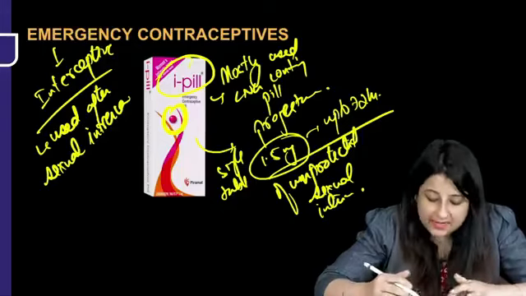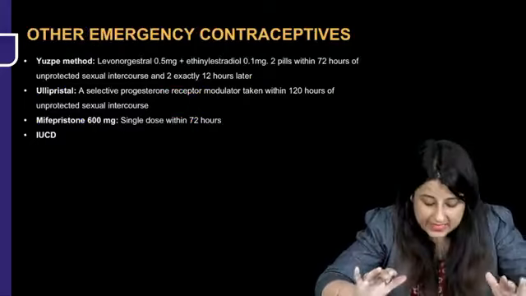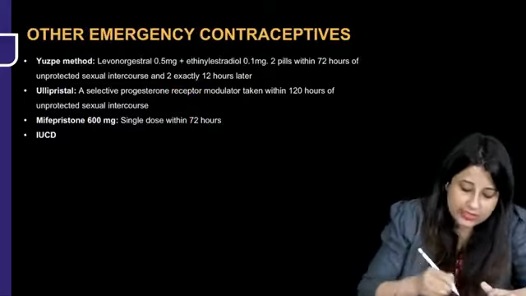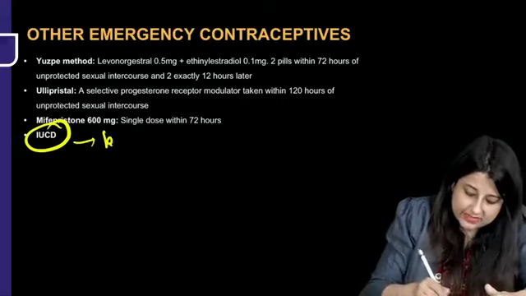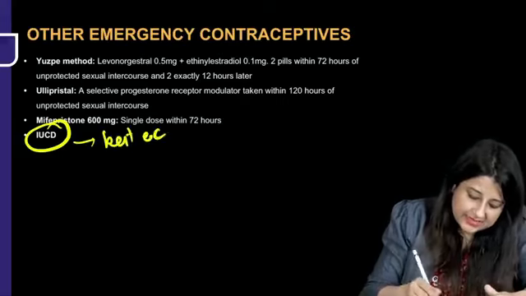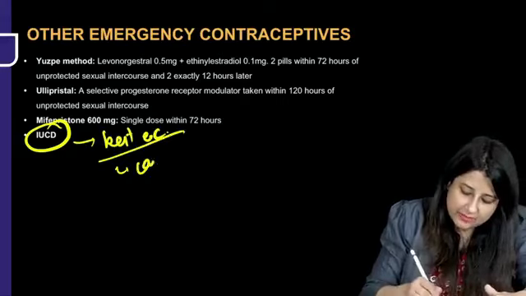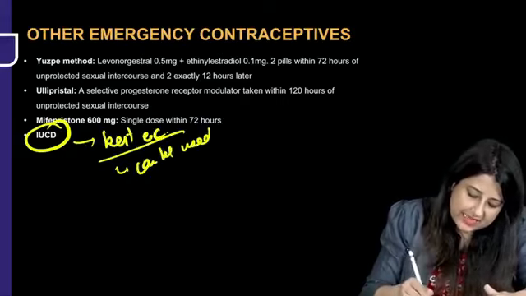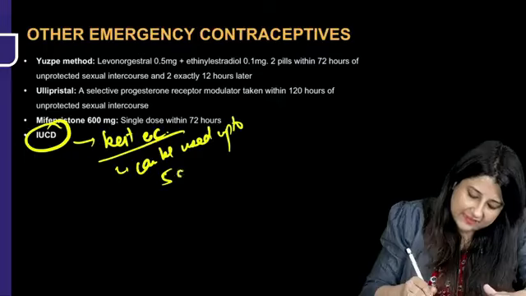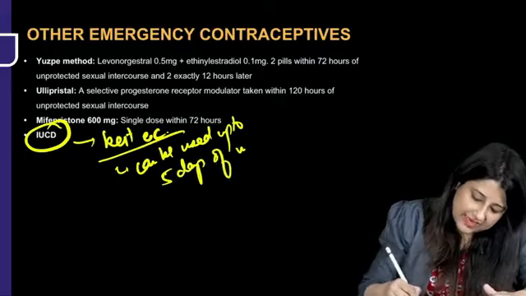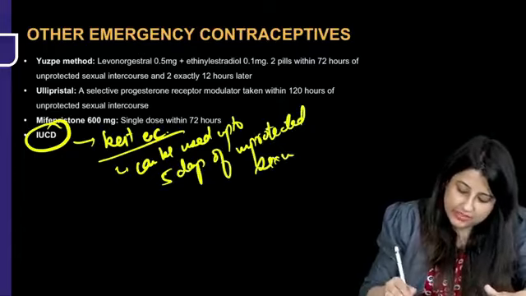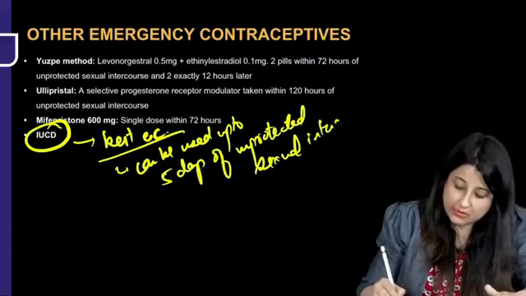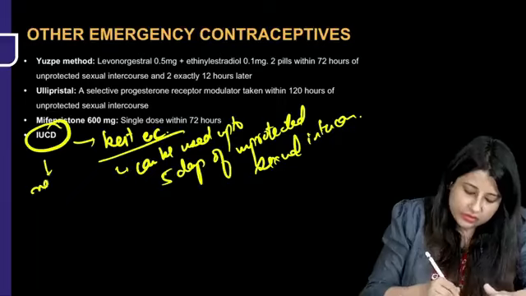But is it the best? It's not the best. Which is the best, as I've told you? IUCD. This is the best emergency contraception. It can be used up to how many days? Up to 5 days of unprotected sexual intercourse. This is the best, alright? But is it preferred? Not preferred.